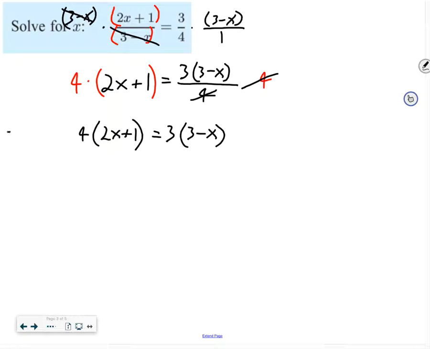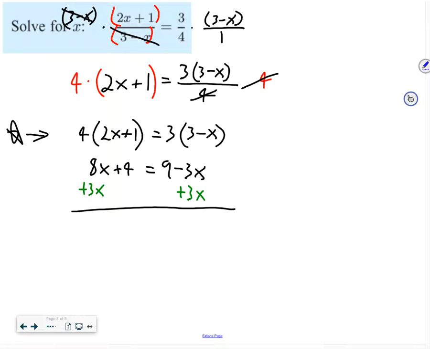Good point here. I've solved an easier problem. I now have a linear problem. So now I'm going to do my strategies for solving linear problems. Distribute to drop through my parentheses. So I'm going to get 8x plus 4 is equal to 9 minus 3x. So I'm going to get all my x's on the left side. That means I'm going to have to move this one. So I'm going to add 3x there and add 3x there. Since I'm planning to get all my x's on my left side, I'm going to get all my constants on the right side.